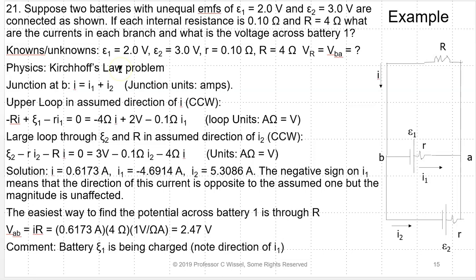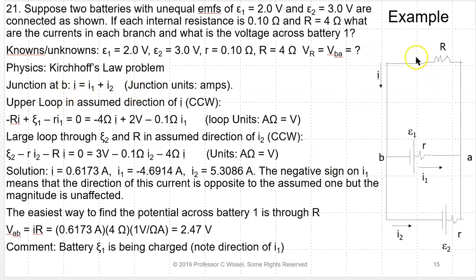Once I get the current in this branch, I know that. Okay, the physics of this is a Kirchhoff's law problem. I decided to do the junction at B first. I guessed all the currents, by the way. I picked this one going that way, this one going that way, and this one going this way. Applying the junction rule at point B, this current coming in, that's I, is equal to the sum of the currents going out. So I equals I1 plus I2, and the units on that are amps. Good, I've got the right units.